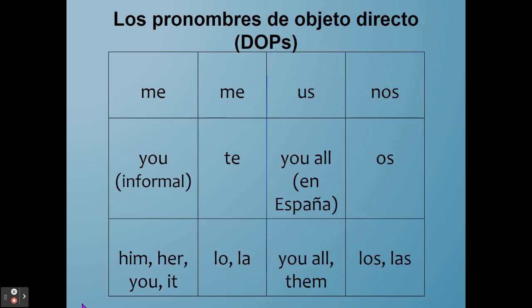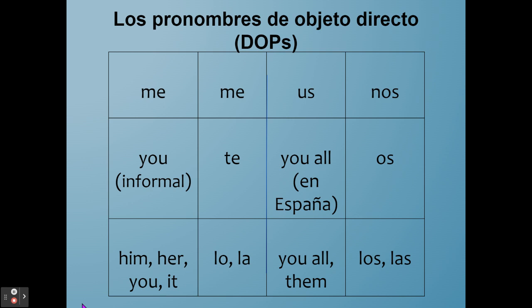The next step is for you to write down the direct object pronouns, or DOPs, in Español. So you'll see that in order to say me, it's me. You informal is te. Him, you formal, or it is lo. Her, you formal, or it is la.